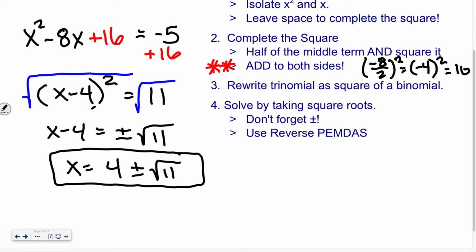So now you can see this is not factorable. There's no way you would come up with those two irrational numbers as factors: 4 plus square root 11, 4 minus square root 11.